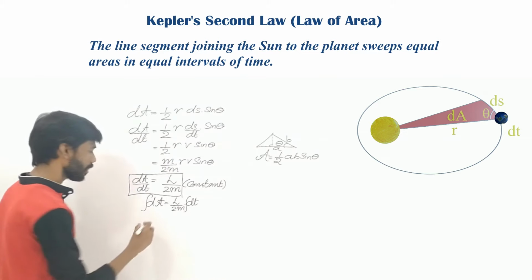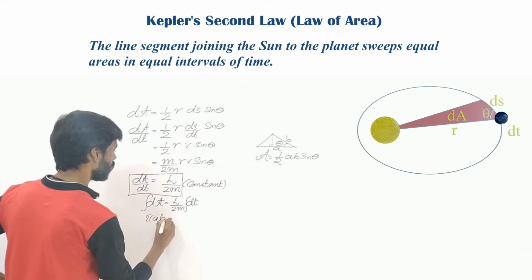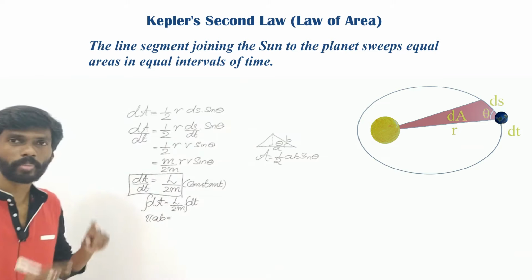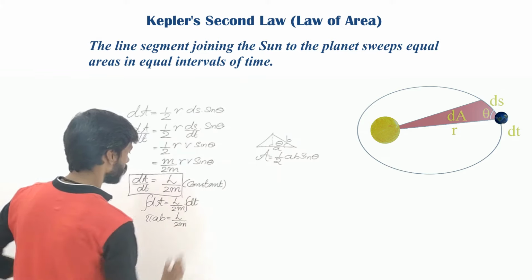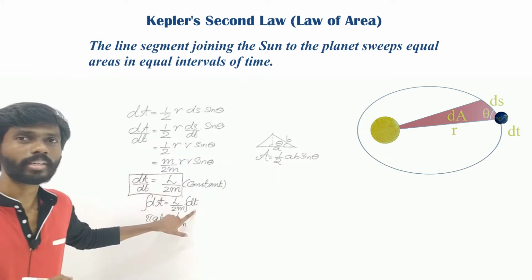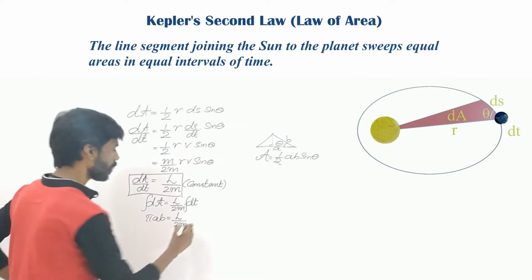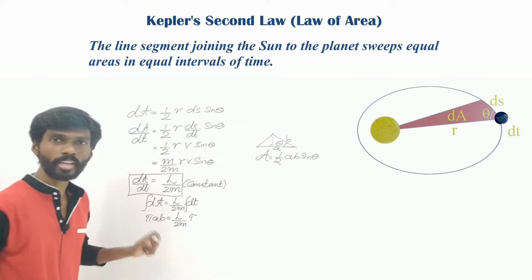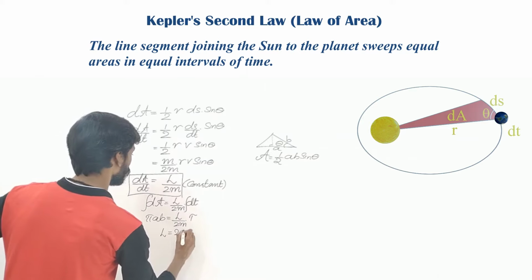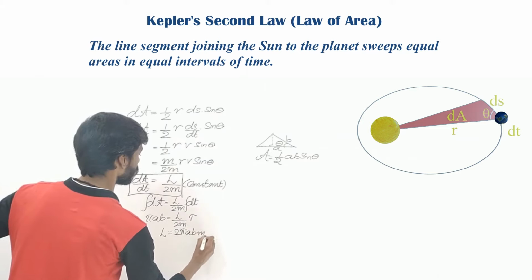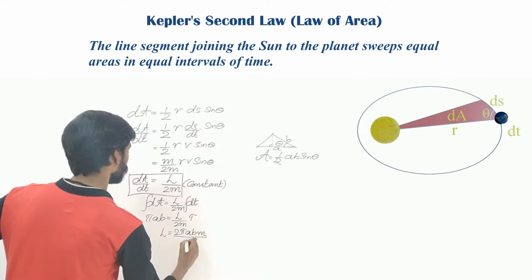So that value is pi ab, right? As we know, the area of an ellipse is pi ab, the total area. This is equal to L divided by 2m multiplied by dt. So this is the total time to complete that orbit. So that is the time period, T. Alright, so this gives you some relation. So L is equal to 2 pi a b m divided by that time period.